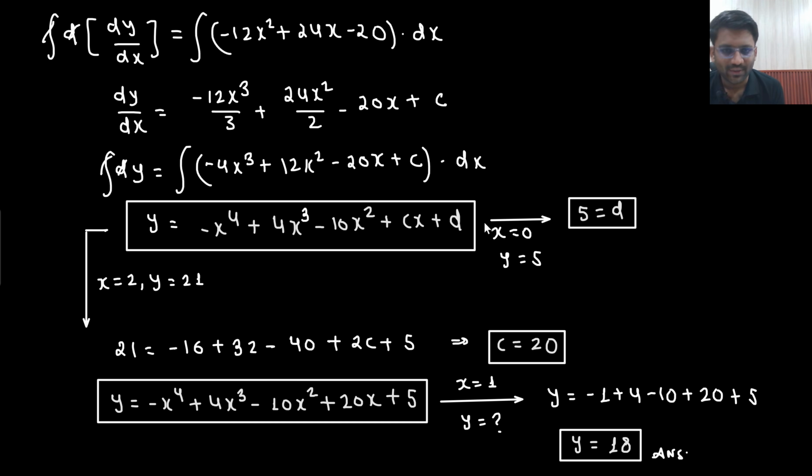You put x equals to 0. Okay, sir, the value of d is coming out to be 5. Then put x equals to 2. Then minus 16, then 32, 40, 2c plus 5. Then the value of c is coming out to 20. So here you put c equals 20, d equals 5, and this is the value of y you are getting. Now put x equals to 1 here. What is the value of y you are getting?